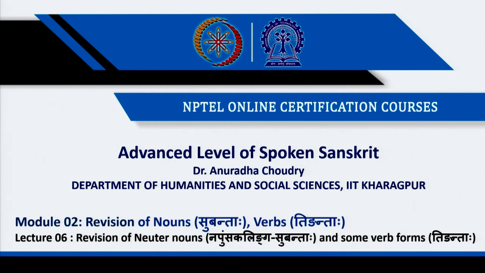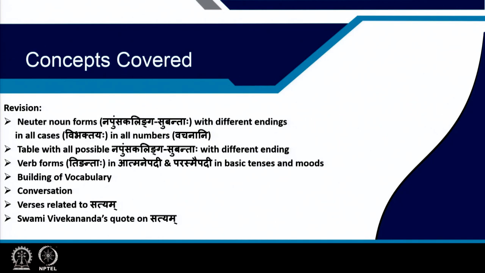Module 2 deals with the revision of nouns, the subantas, and the verbs, tingantaha, and we are looking at lecture 6, which is a revision of the neuter nouns, the napunsakalinga subantaha, and some verb forms of the tingantaha. The concepts covered in this lecture will be the revision of the neuter noun forms, the napunsakalinga subantaha with different endings in all cases of the vibhaktayaha, in all numbers of vachanani, and there will be a table as we have seen in the previous lectures.